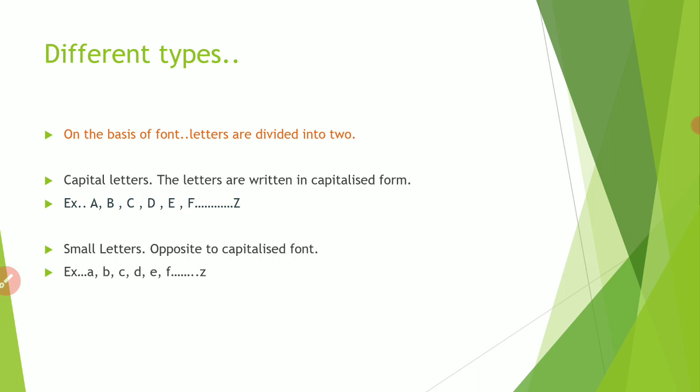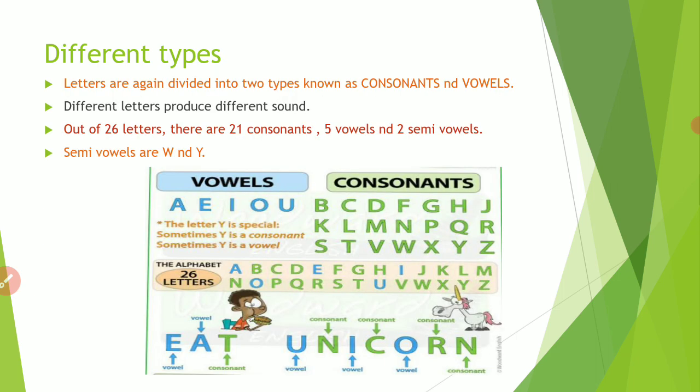As you can see in the screen, A, B, C, D, E, F, Z, that is in a different font which is called capitalized, and small letter that is quite small in comparison to the capital type. And this division has been made on the basis of font, means the style. Okay, after that we have also another form of division. There we say that letters are again divided into two types known as consonant and vowels.